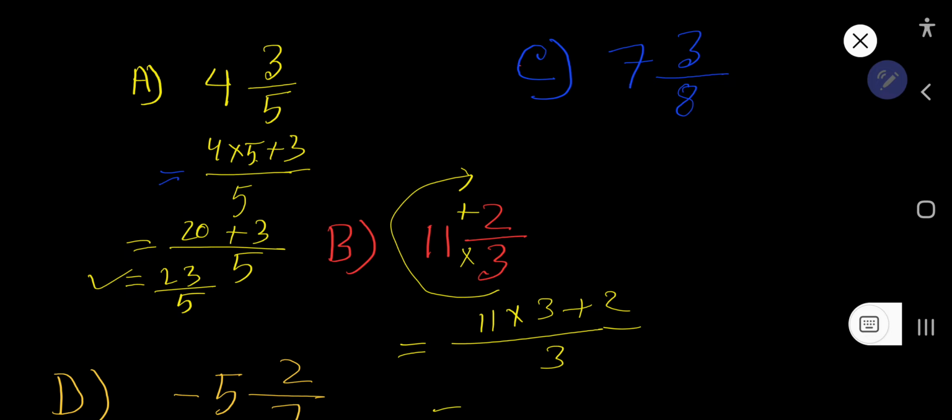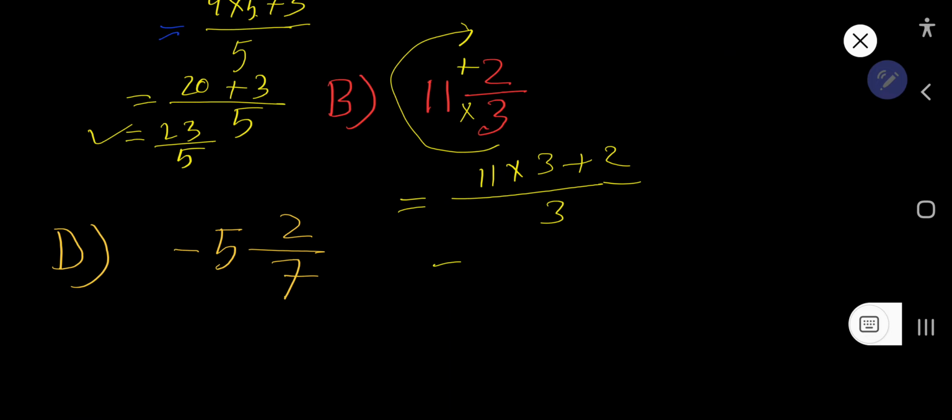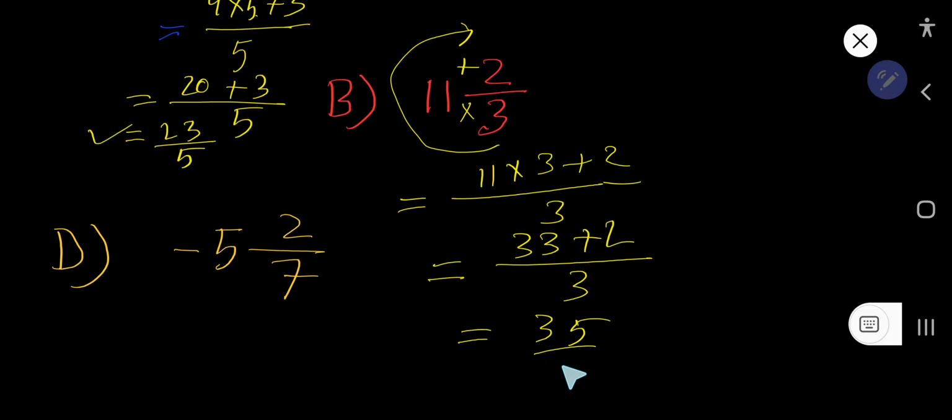So we are getting here 33 plus 2, and 3. So 35 divided by 3. The numerator is greater than the denominator, so it is an improper fraction.